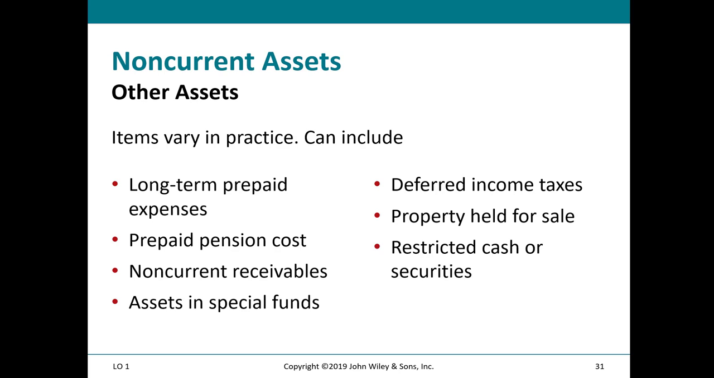Our last section in the assets section is other assets. Many different types of assets can be in the other assets category, but that is usually very small compared to the other categories of assets. Other assets can include long-term prepaid expenses, prepaid pension cost, non-current receivables, assets and special funds, deferred income taxes, property held for sale, or cash or securities that are restricted for some particular purpose.